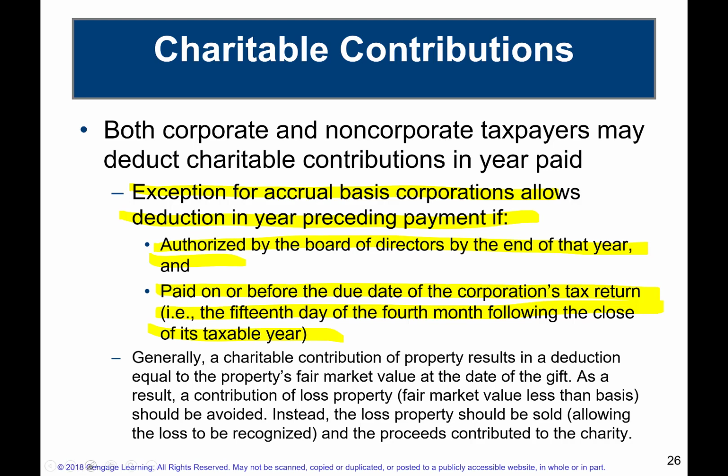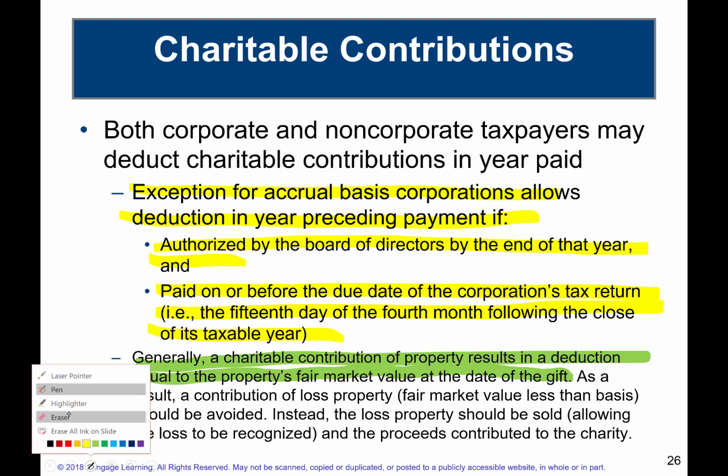So generally now the deduction of property, okay, we'll start talking about property, results in a deduction equal to the property's fair market value at the date of the gift. So that's pretty good too, and that we get to use what? Fair market value. Now, this is a tax planning advice here more than anything. Well, I don't know if I want to say more than anything. It's a tax planning consideration, though.